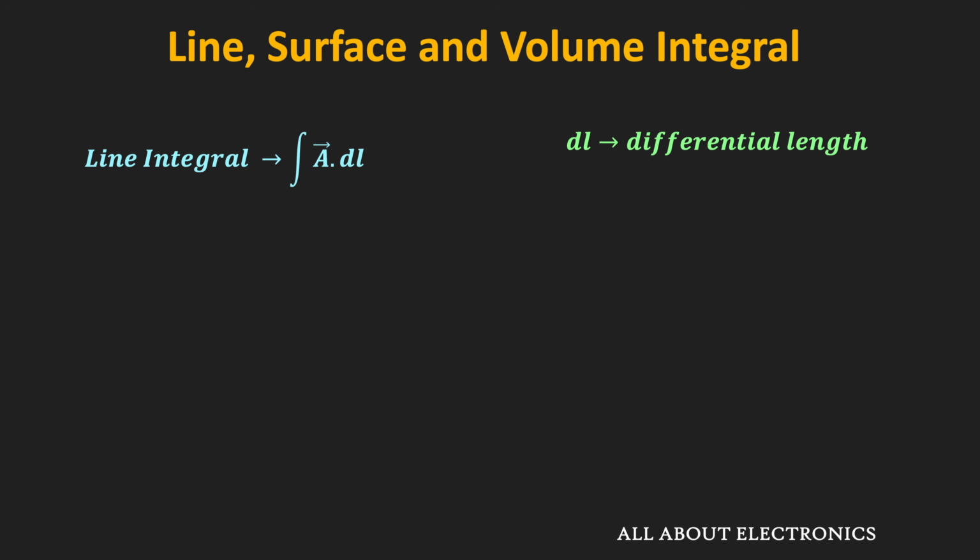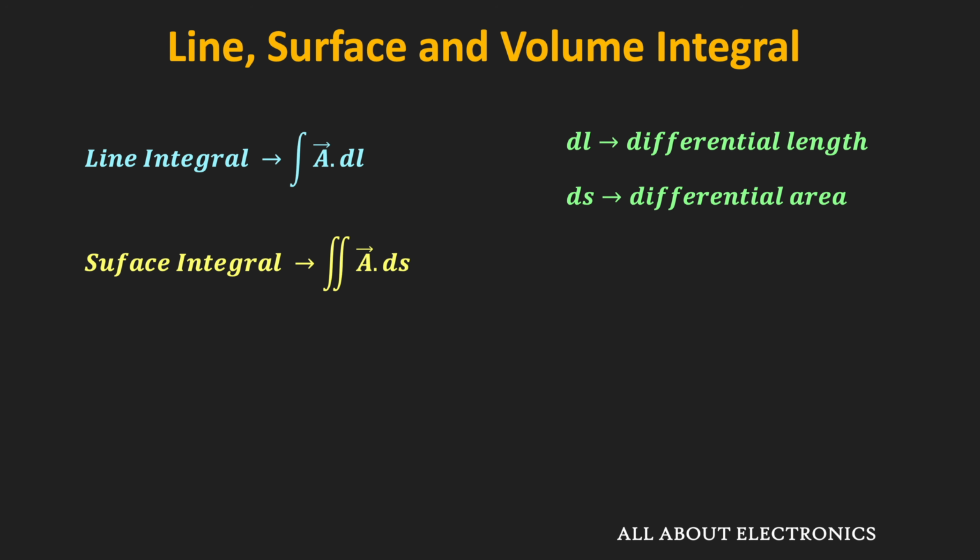Likewise, the surface integral can be given as the double integration of A dot ds, where ds represents the differential area, and once again it is also a vector quantity. That means this ds also has a direction. So if we take the dot product of this vector field and ds and integrate it, we will get the surface integral.